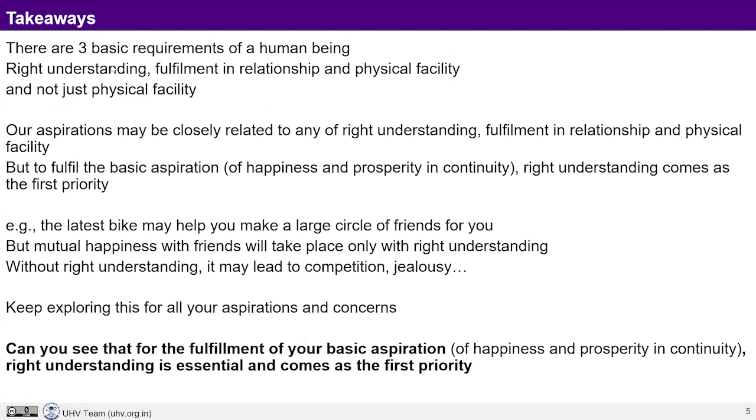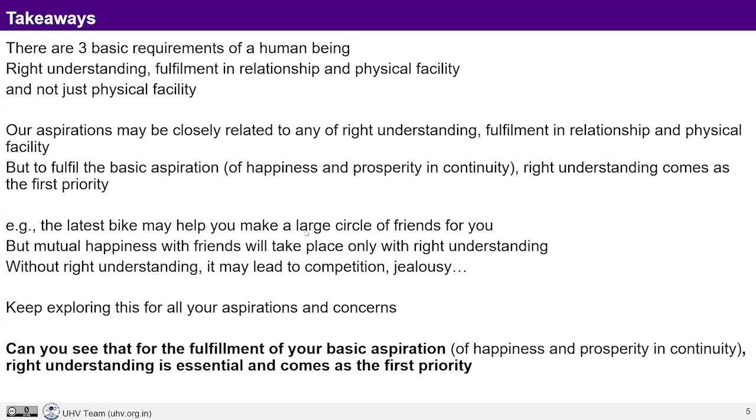So the takeaway is that the child is able to see that there are 3 basic requirements and there is a priority among them. The child may be missing out the priority for understanding and relationship in one's life and focusing primarily on physical facility. So this kind of shift can be ensured in the imagination of the child. Our aspiration may be closely related to any of right understanding, relationship, and physical facility, but to fulfill the basic aspiration of happiness and prosperity in continuity, right understanding comes as the first priority.